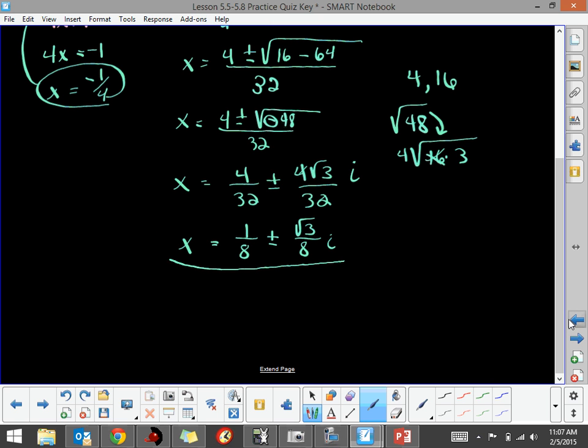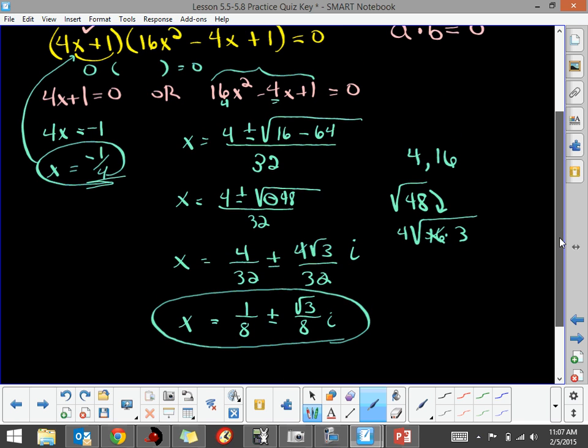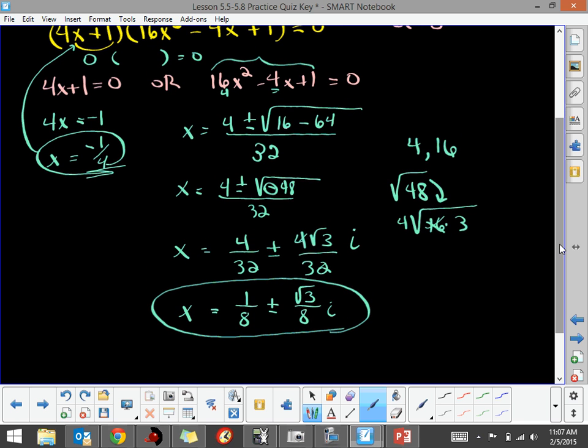So here's my two solutions. There's my third solution, and because it was a third degree polynomial, that's the total number of solutions I should be looking for. So I have solutions of negative 1/4, and then two solutions that are 1/8 plus or minus the square root of 3 over 8 i.